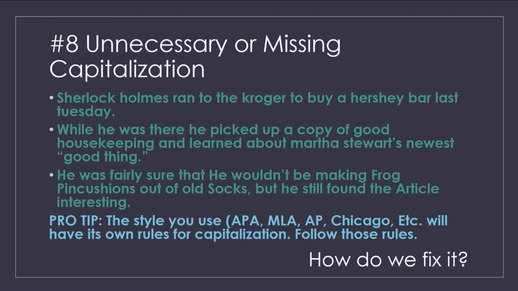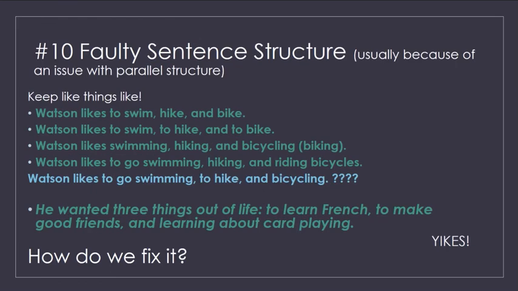Number 10, faulty sentence structure. This is usually due to an issue with parallel structure. Parallel structure is about the verbs in your sentence. It suggests that like things should be kept like, so all the verbs should have the same form. Watson likes to swim, hike, and bike. Swim, hike, bike. All the same verb form. Watson likes to swim, to hike, and to bike. That's fine. It's a little weird, but okay. It's still the same. To, verb, to, verb, to, verb.